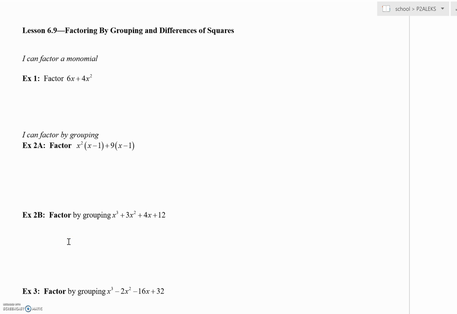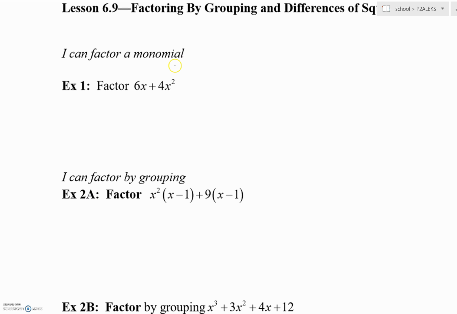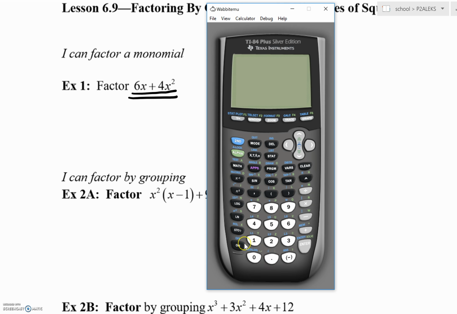Okay, Algebra 2, our last lesson in Chapter 6, we've got factoring by grouping and also difference of squares. But when we look at example 1, when it says I can factor a monomial, what you really want to do is see what the greatest common factor is, what the largest number you can divide out of 6 and 4 would be. Now, right now, I think a lot of kids would just immediately say it is 2, and you're right. But listen, as the numbers get bigger, that can get to be a little bit trickier. And what I'd like to do is show you a tool on the calculator that can help you.